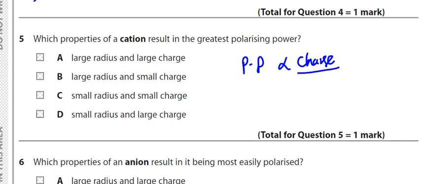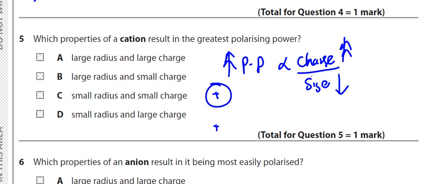And the size. The polarizing power is inversely proportional to the size. A cation with a smaller size will have a greater polarizing power. So smaller size and greater charge give a greater polarizing power. Say, for example, you have a +1 cation, larger in size, and a +3 cation, small in size. Suppose this is the anion. The +3 can cause more charge separation in the anion than the +1 does.